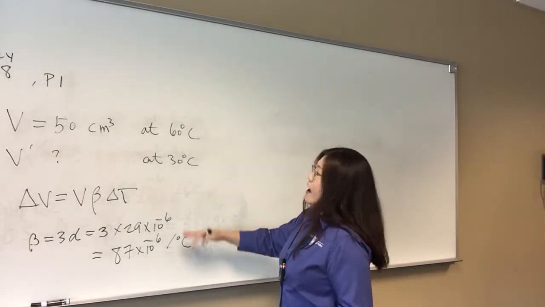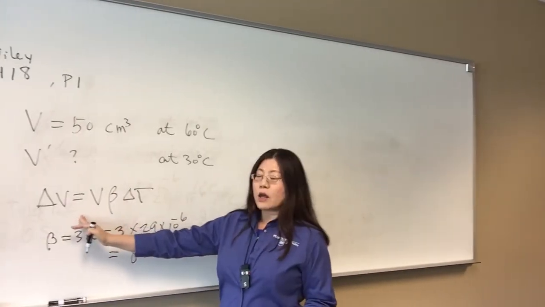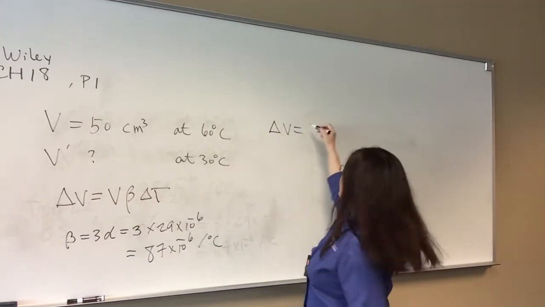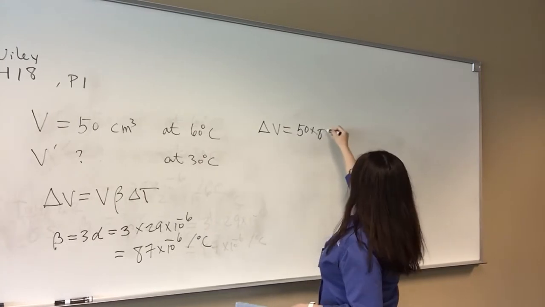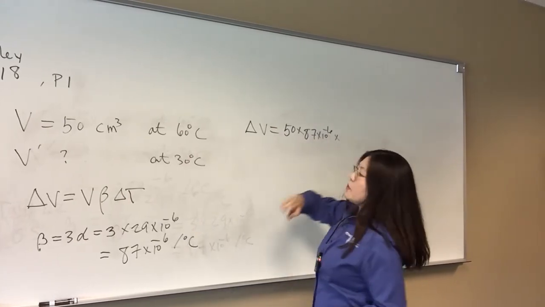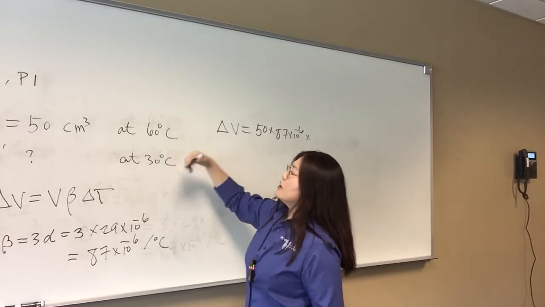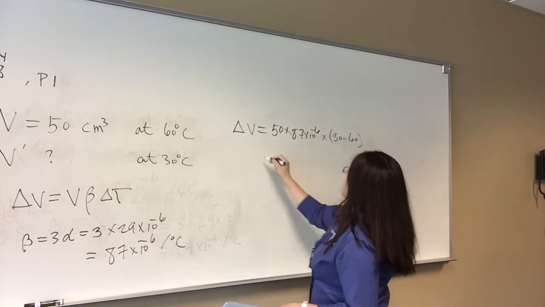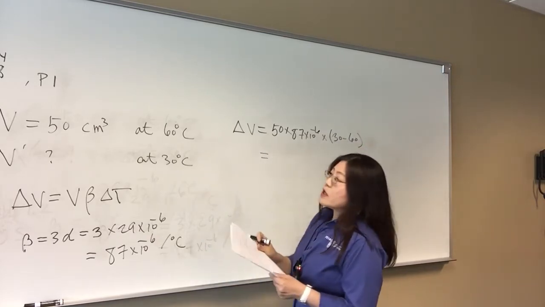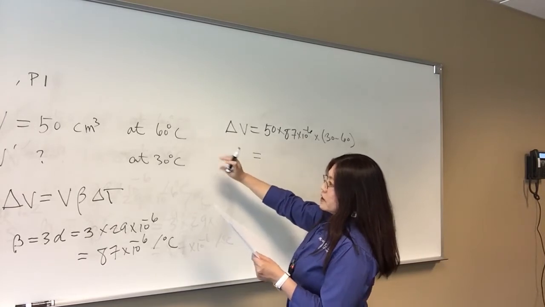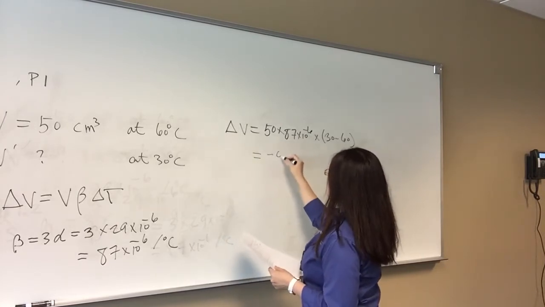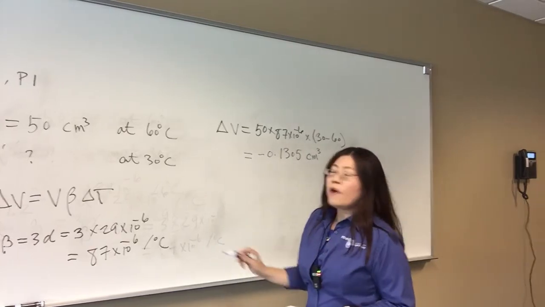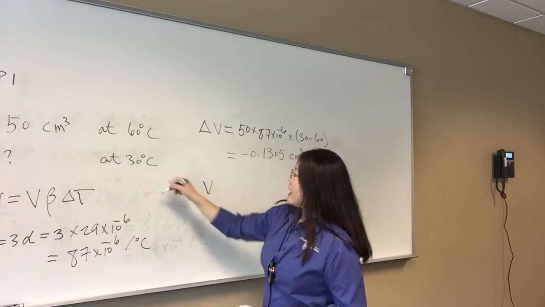Okay? Once you have that, we are ready to plug into this equation to find delta V. Delta V is equal to V, which is 50, times beta, which is 87 times 10 to the negative 6, times the temperature change. The temperature change is the final temperature, 30, minus the initial temperature, 60. So your delta V will be a negative value, because the temperature decreases, so the volume contracts. You'll get negative 0.1305 centimeters cubed.